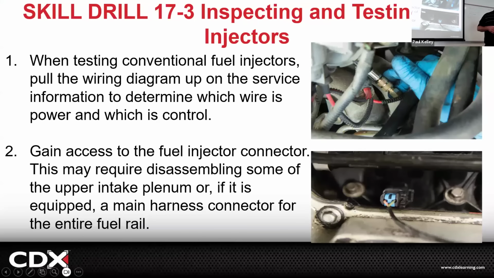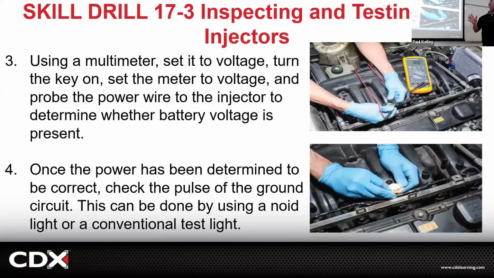So when we want to test injectors, let me show you another good way. We're going to actually locate the injector harness. Right here, let's say this is an orange wire. Let's make that 12 volts. And the green wire, let's make it ground. You can literally just probe on that injector and check for 12 volts and ground.